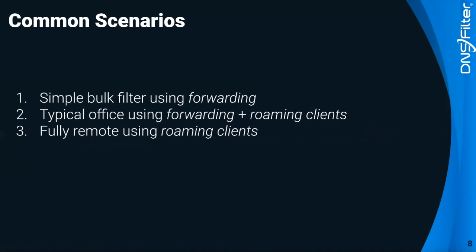The second scenario here is we see a typical office which combines forwarding plus roaming clients. So on their network, that will have a blanket filtering policy that applies to all devices everywhere. They're making sure that they've got security filtering, for example. They're filtering out against malware, botnets, phishing attacks, things like that over DNS. And so they're able to lower their security risk profile.